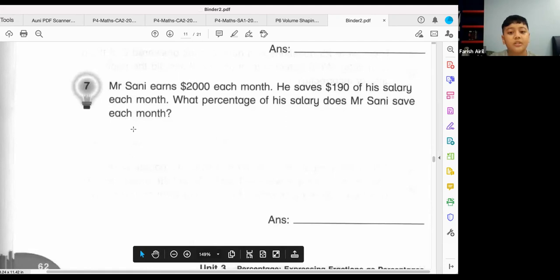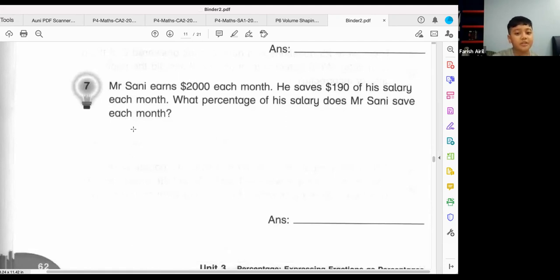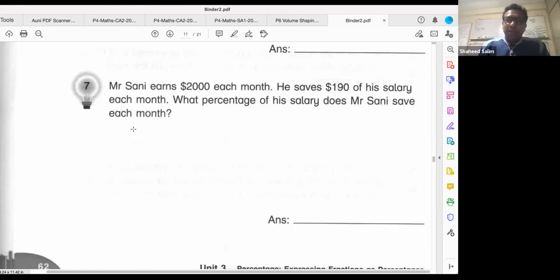Yes, you can divide this or you can multiply this 2,000 to 10,000, right? Yes, if you want to, or you can just take the fraction and times by 100. It's up to you. I have given you a very fast way. You can do the slow way, it doesn't matter.